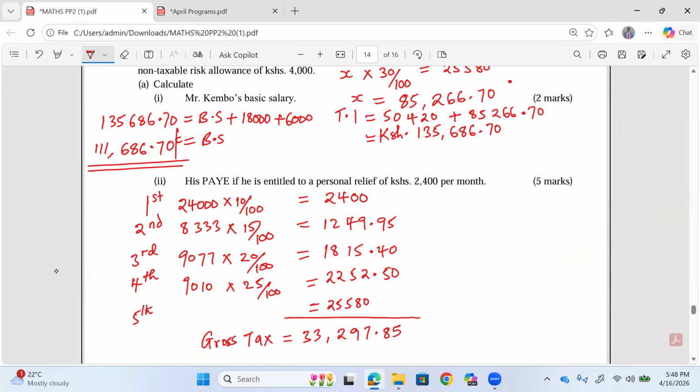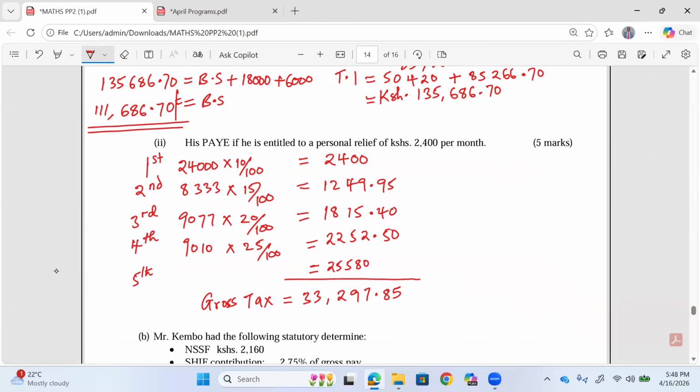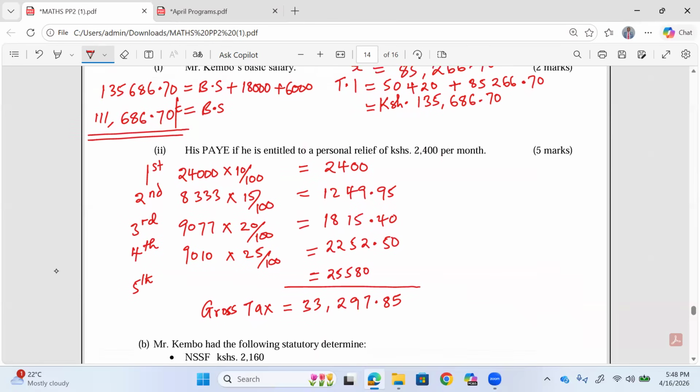When I make a mistake, please just adopt the right explanation. Ignore the wrong value. Ignore what is wrong, and please adopt the right explanations. So that is it, the gross tax is there. But now we are supposed to find the PAYE, or rather the net tax. Let us check the net tax.